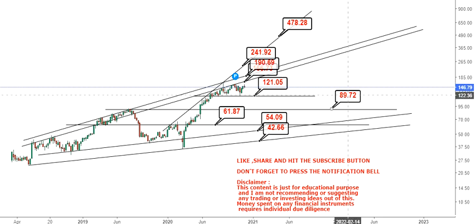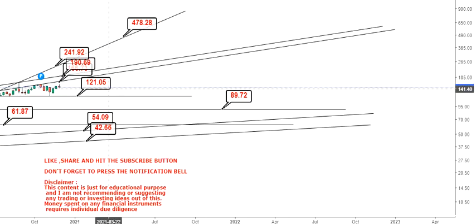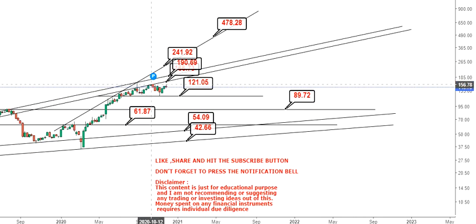Now there is another way with which we can probably see how the trend could move on the upside. Now just focus on, let me just zoom in a bit.